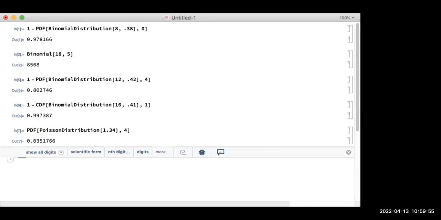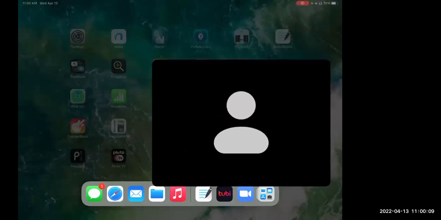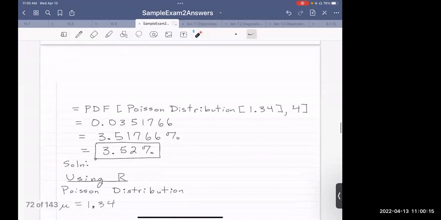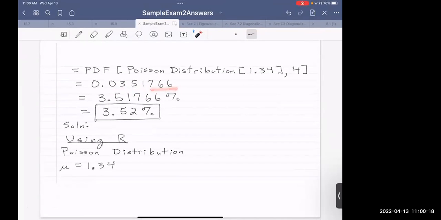That x is equal to 4. So I get 0.0351766. Let me type that into my iPad. And so I have 0.0351766. Let's move my decimal place 2 places to the right. So 3.51766%. Let's round to the nearest hundredth of a percent. So 3.52%.